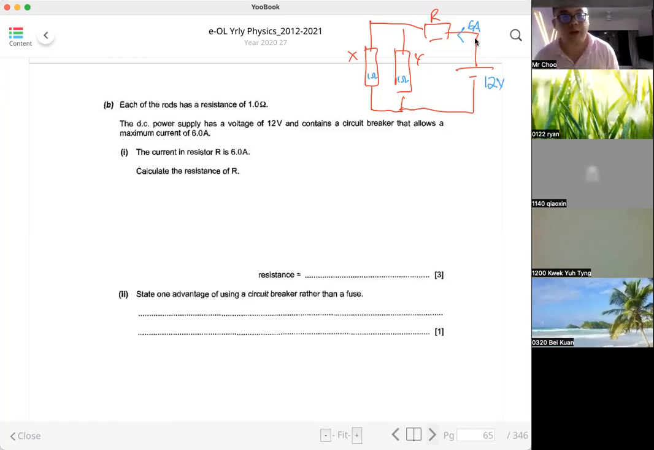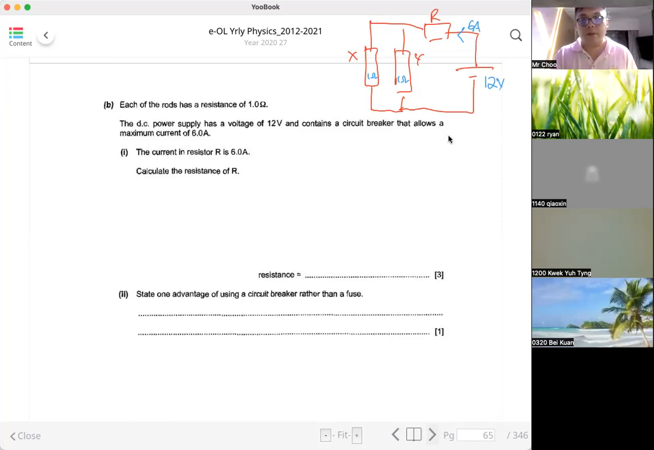Anybody facing a problem with part 1? Anybody facing a problem in part 1? Okay, I got one person that asked for help. How about the rest of you?